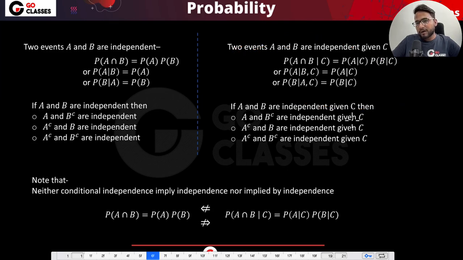And again, if A and B are independent given C, then A and B complement, A complement and B, A complement and B complement, everything is independent given C. So in summary, normal independence doesn't mean they are conditionally independent. Similarly, conditional independence doesn't mean they are normally independent, right? Okay.